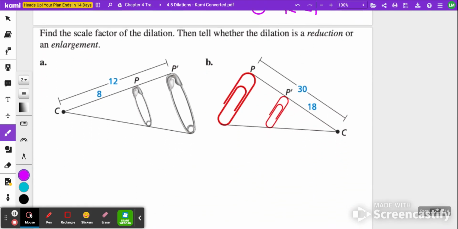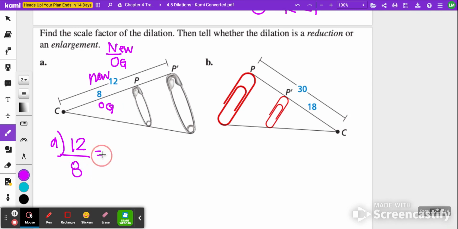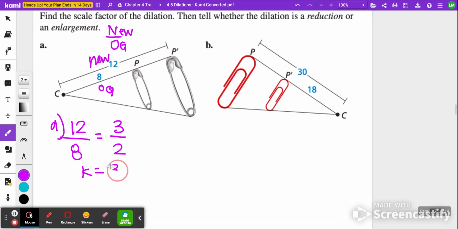What we're going to do first is find scale factors of dilations, then tell whether the dilation is a reduction or an enlargement. And remember to write this, we're going to say "no." That means we take the new number and put it over the original number. So for the first one, we look for the new number, and it looks like P prime is that new number. So 12 will go on top over 8, which is the original. We also want to make sure that we reduce this. So we're going to reduce it by 4 and we get 3 over 2. So k is equal to 3 over 2, and this would be considered an enlargement.